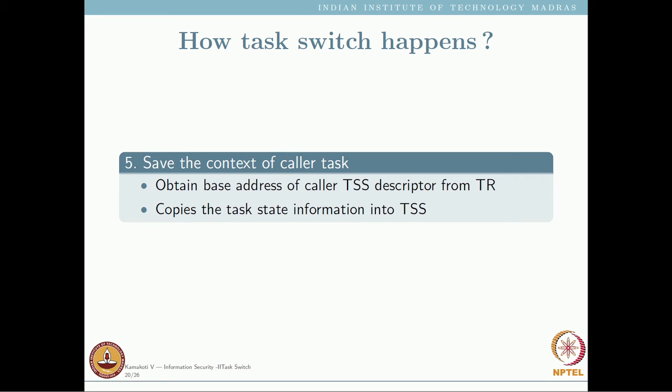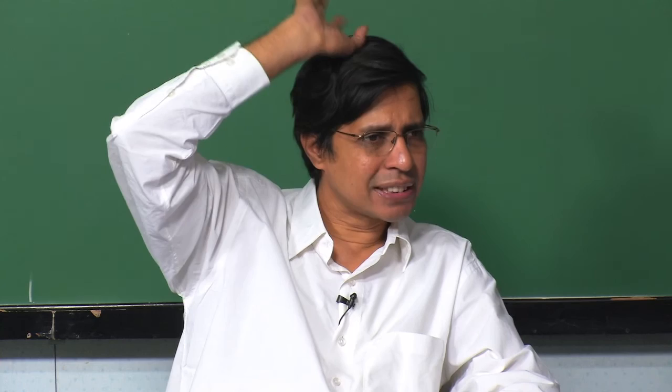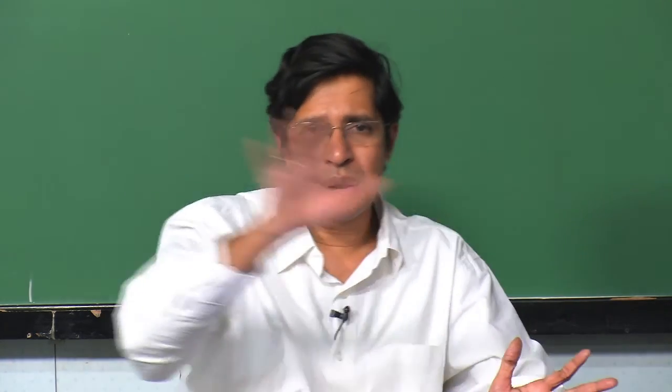Then what we do is we save the context of the caller task. So, we obtain the base address of the caller TSS descriptor from TR and copy all the task state information into the TSS, because TR will point to the selector with base, limit, etc. of where the TSS is stored. So, through the task register I can find out where the TSS is stored. So, you go and load everything into the TSS descriptor. All caller task data is loaded into the TSS, into its TSS descriptor.